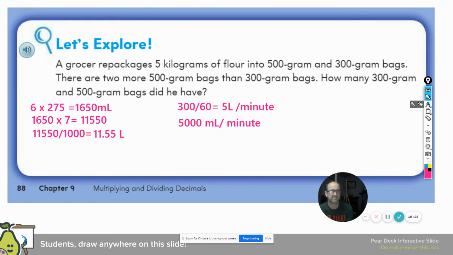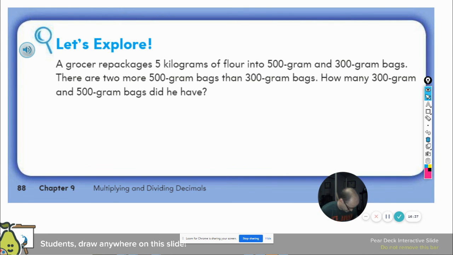All right. Pause me. I'm just gonna look the answer up to this one. I'm getting tired, and I'm overtime by a lot. 7 bags of 500-gram flour and 5 bags of 300-gram flour. Boom. There you go.